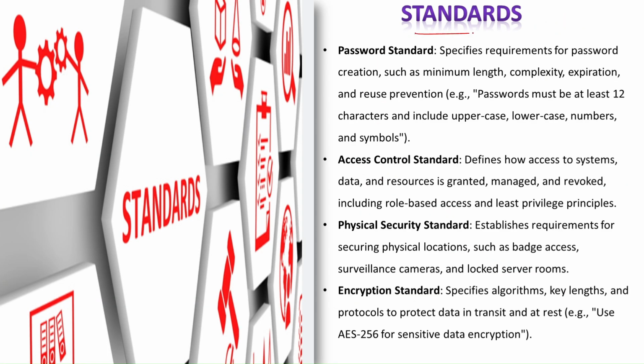So now some standard examples. So password standard specifies requirements for password creation such as minimum length, complexity, expiration, and reuse prevention. For example, passwords must be at least 12 characters long and include uppercase, lowercase, numbers, and symbols. Access control standards define how access to systems, data, and resources is granted, managed, and revoked, including role-based access and least privilege principles. Physical security standard establishes requirements for securing physical locations such as badge access, surveillance cameras, and locked server rooms.